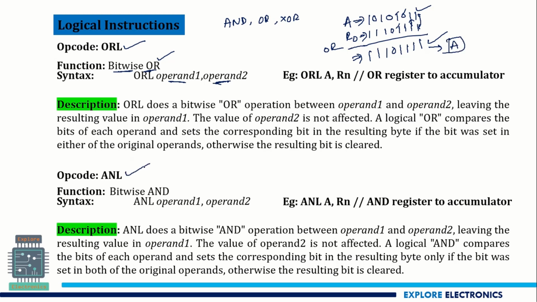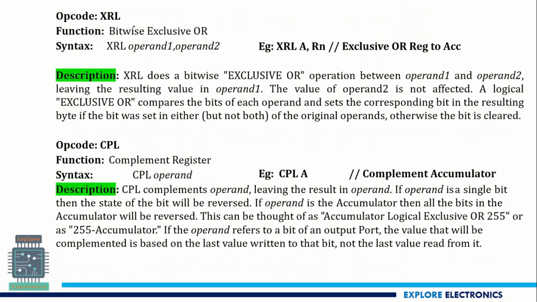Similarly, ANL. Here ANL is AND operation. In the same way as I explained OR, AND operation is also going to be executed and the result will be stored in operand 1. Then similarly we have XOR operation. This is again a bitwise XOR. Here we need to specify one register with another register. This will be doing exclusive OR.